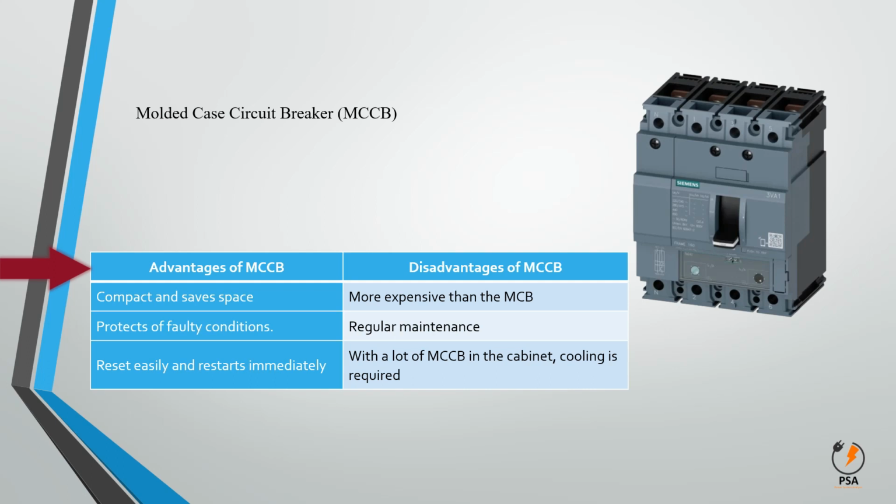MCCB is compact and saves a lot of space in panel design. They can protect electrical equipment from faulty conditions. It could easily be reset or restarted immediately if a fault is found. The cost of MCCB is more as compared to the MCB-type circuit breaker. This type of circuit breaker requires regular maintenance. If a lot of MCCBs are used inside the panel board, it must be cooled.